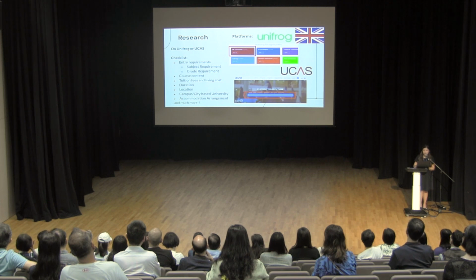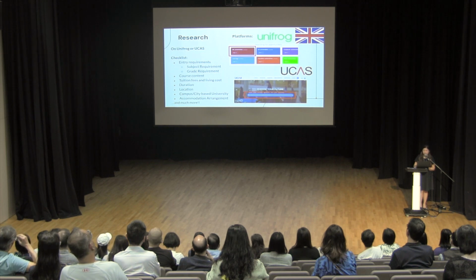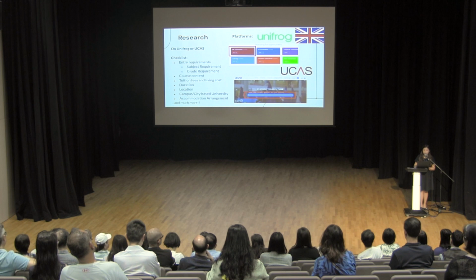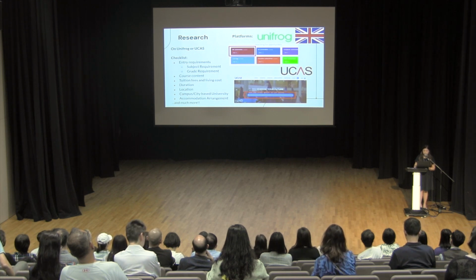There's also another website called UCAS, which is the official website for you to apply for UK universities, and they also have a tool for you to do the research. You can go onto UCAS, type the course that you're interested in, and they will show you a list of UK universities and their grade requirements. While you're doing the research, there are some things that you should focus on, which include the entry requirements, which I'll explain a bit more later.